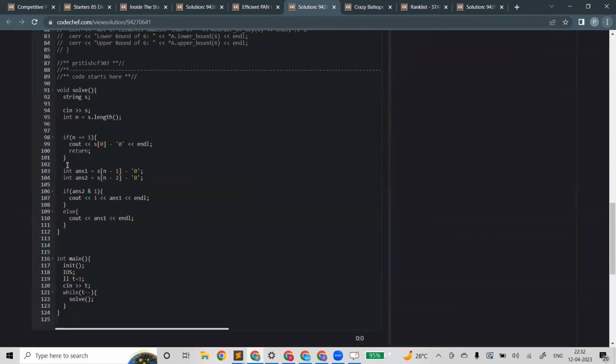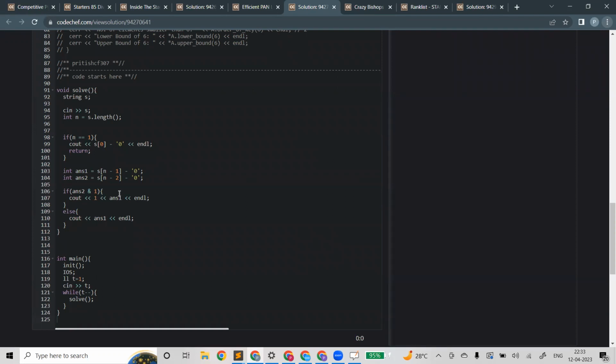So all of you can see, if n is equal to 1, means if only one digit is present, then we have to do that single digit minus 0. Means if 1, 2, 3, 4, 5, 6, 7, 8, 9 and 0 is present, then we have to just print that digit only. Else, we have to take the last two digits and check if the second last digit is odd or even, and work accordingly to the operations that are given.